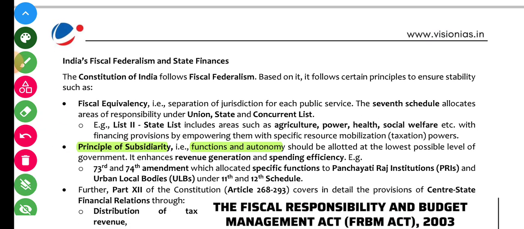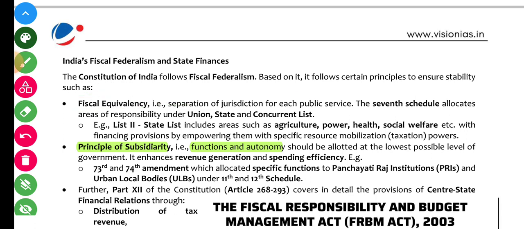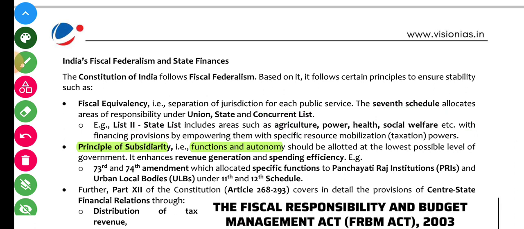So India's fiscal federalism and state finances. The Constitution of India follows fiscal federalism. Based on it, it follows certain principles to ensure stability, such as fiscal equivalency. Seventh schedule allocates areas of responsibility under the union and state and concurrent list. So list second, state list, that is agriculture, power, health sector, social welfare, etc., with financing provisions by empowering them with specific resource mobilization, taxation powers. So you can remember this.